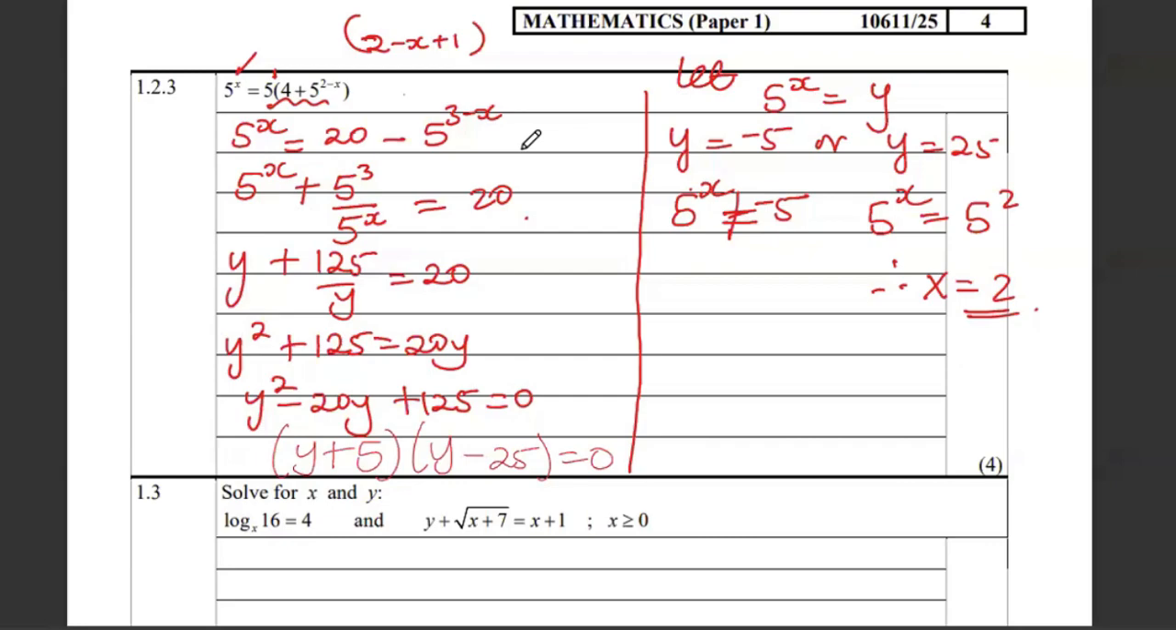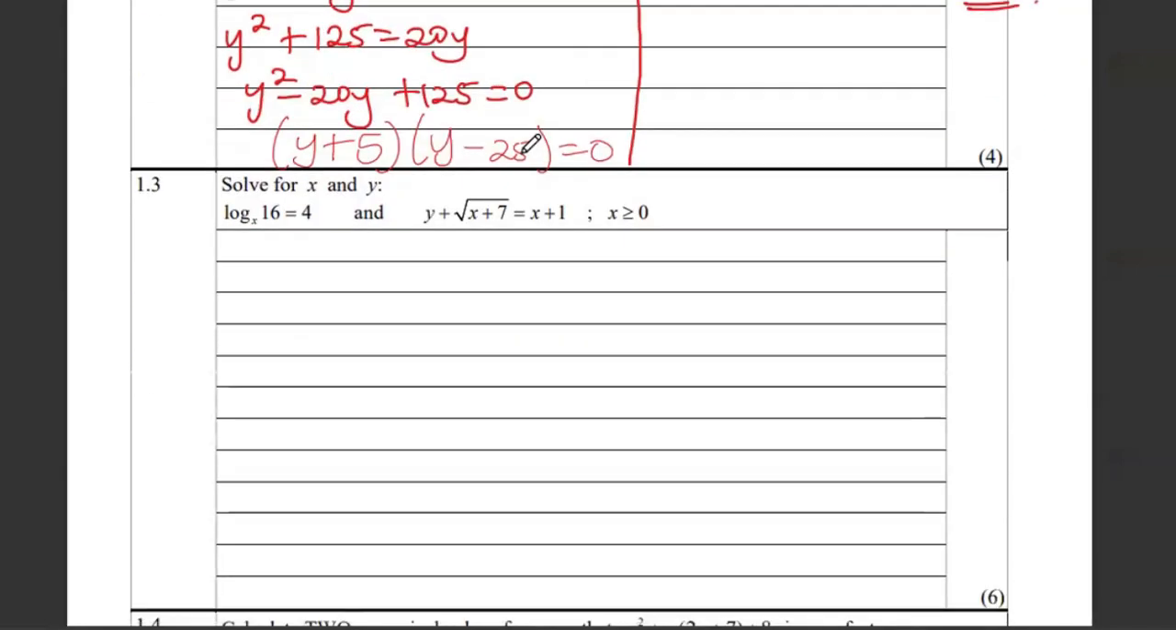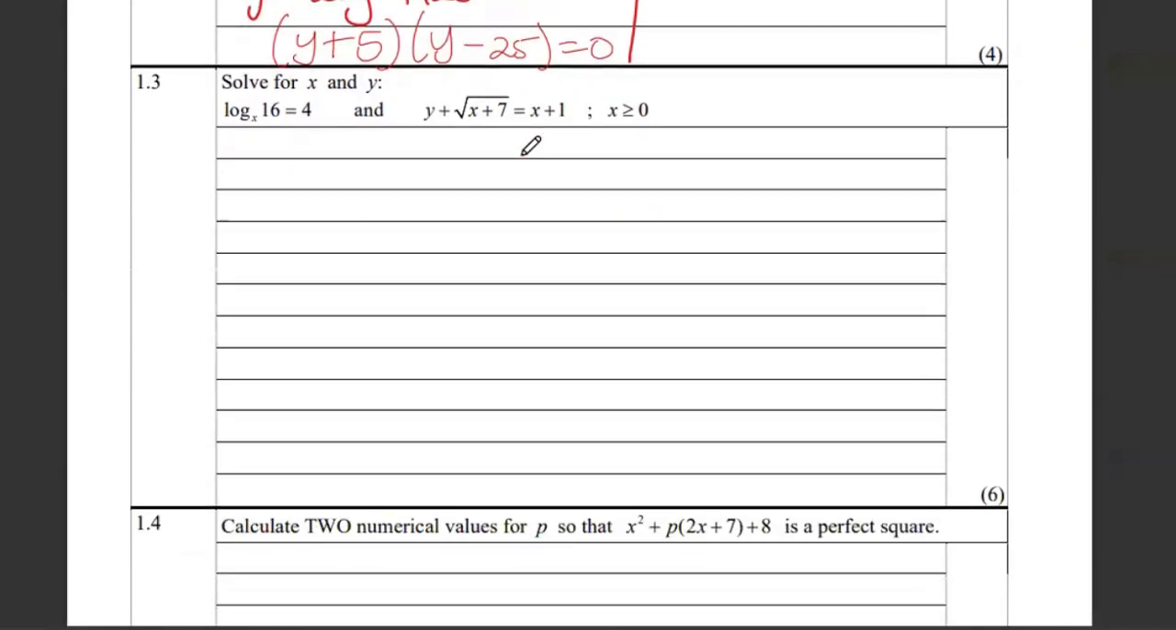Okay, we'll move on to 1.3, which is the simultaneous equations. Now, I don't know what's wrong with the examiners. It's like they are just proving to be complicated. They want to complicate life. So log 16 base x is equal to 4, y is equal to this. And then they are telling us that x needs to be greater than or equal to 0.